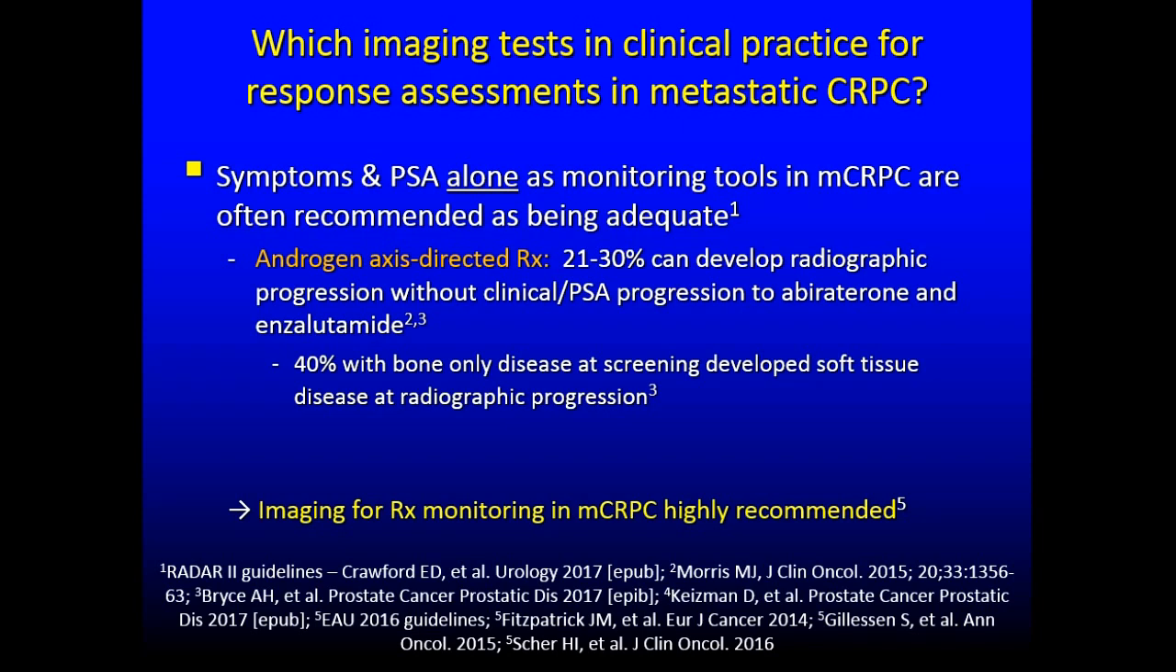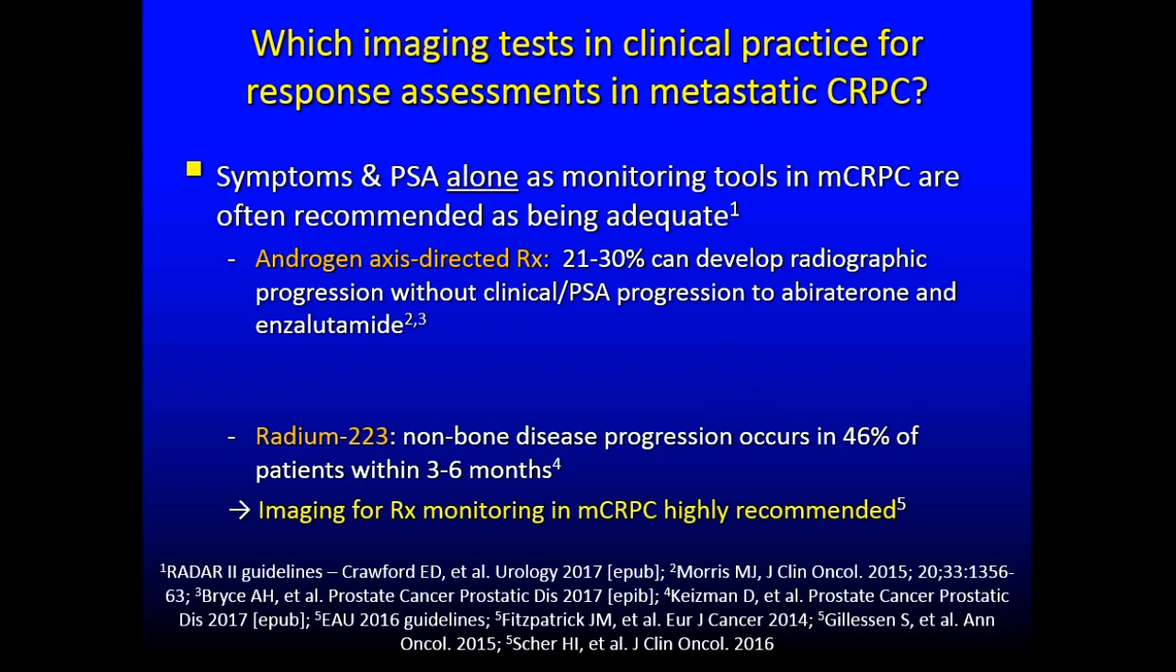What about the imaging that you should use in metastatic castrate-resistant prostate cancer? We know that signs and symptoms alone are often recommended by the guidelines, but we're also now aware in 2016 that in patients receiving androgen axis-directed therapies, about 25% of patients can develop radiographic progression without clinical or PSA progression, with 40% of patients with bone-only disease at screening developing soft tissue disease at radiographic progression. We have similar statistics for radium-223, where non-bone disease progression occurs in about 46% of patients within 3 to 6 months of starting radium.